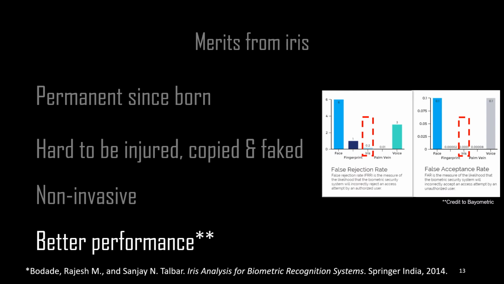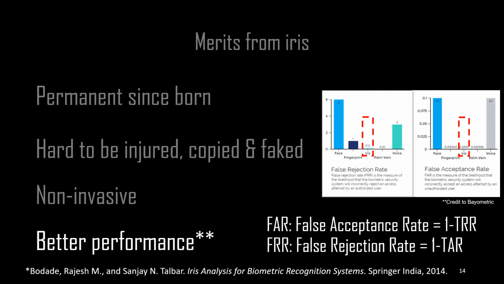There are two terms that need to be explained before we go further. One is the false acceptance rate, aka FAR, and the other is the false rejection rate, FRR. They measure the likelihood that the biometric security system will incorrectly accept or reject an access attempt by an authorized user. As you can see, these two diagrams show an FAR and FRR comparison among well-known biometrics. Please notice that the less the better. The x-axis from left to right displays face, irises, palm, and voice. Accordingly, irises are comparatively good.